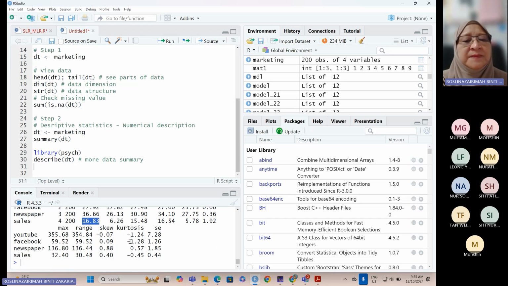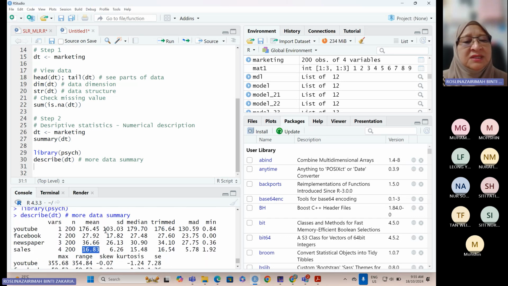Normally we are also interested in the standard deviation. If we are using YouTube, the range is higher as compared to Facebook and newspaper. So this is the standard deviation for the sales. How are you going to calculate variance? Because in this summary, they only give you standard deviation. You know what variance is? Square the standard deviation. Okay, good. So you just take the square of the standard deviation.